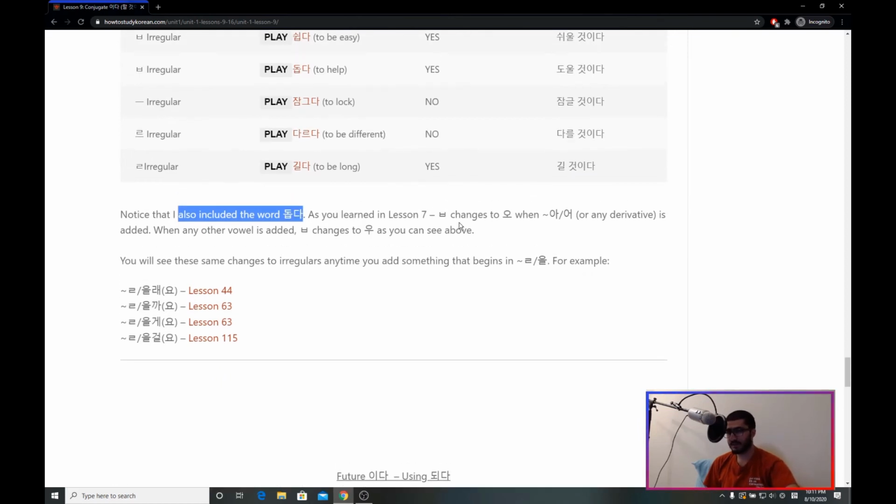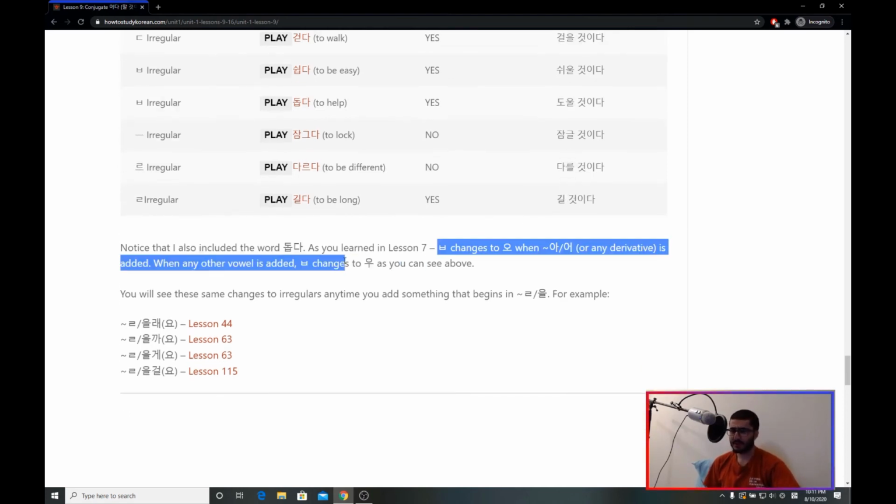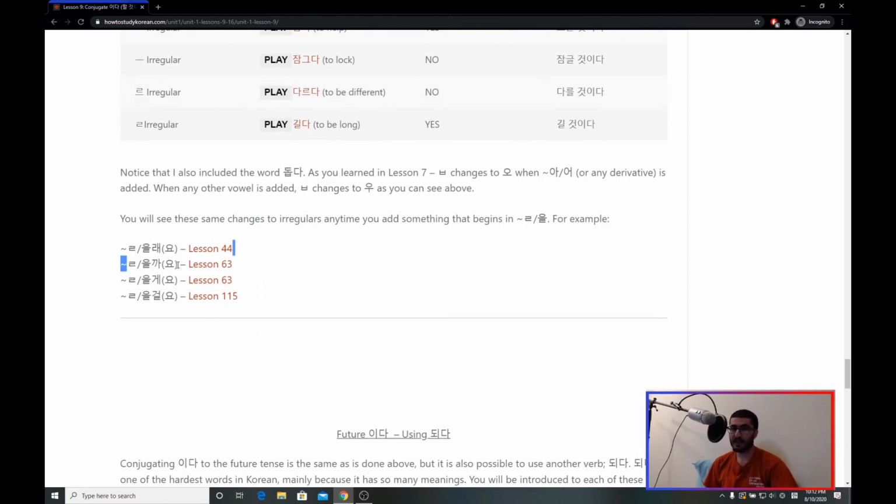As you learned in lesson 7, P-up changes to O when A-O is added. So that's why you say 도와주세요 versus 쉬울 것이다. We talked about it in lesson 7, so you don't have to worry about it too much. You'll see this happen in a lot of other things like 레요 or 을까요 or 할게요 or 을걸, which is one of my favorite endings in Korean.